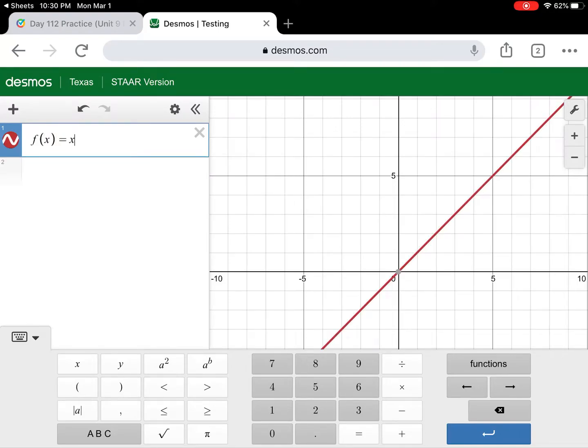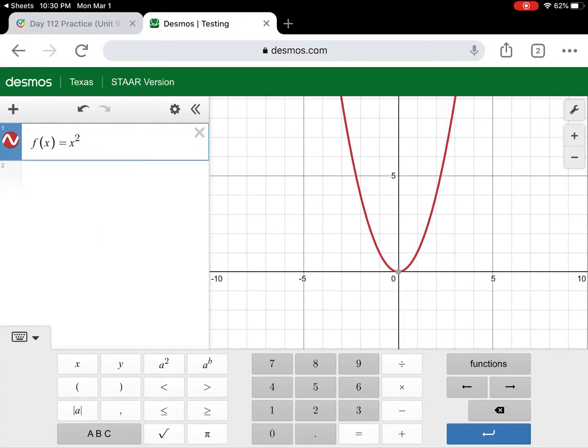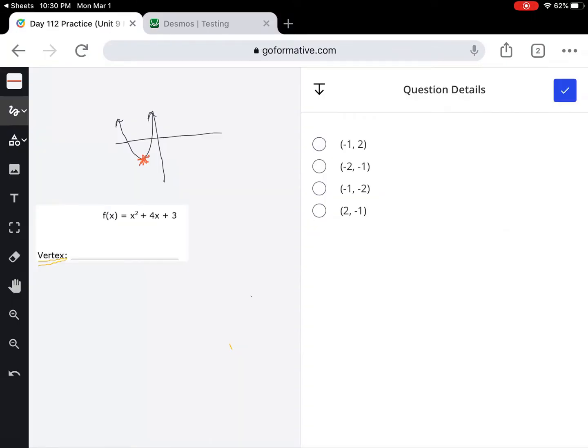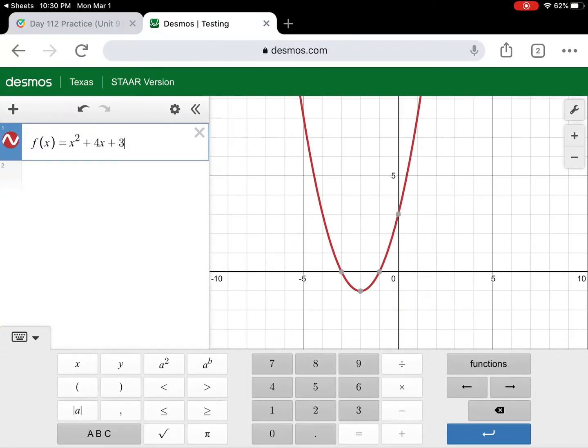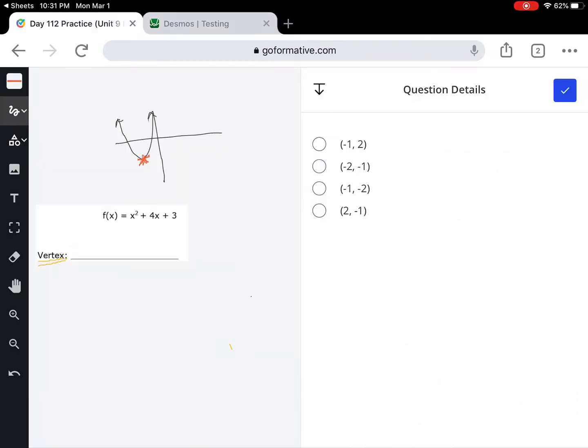equals x. The squared button is a to the 2 plus 4x plus 3. So we had learned how to get the vertex by hand. You did negative b over 2a. But we also know how to get the vertex by typing it into Desmos and clicking the vertex. The vertex is the lowest point, so I click it. Notice it's not the solutions. It's not the zeros. It's not the x-intercepts. I don't want that. In this one, I want the vertex.